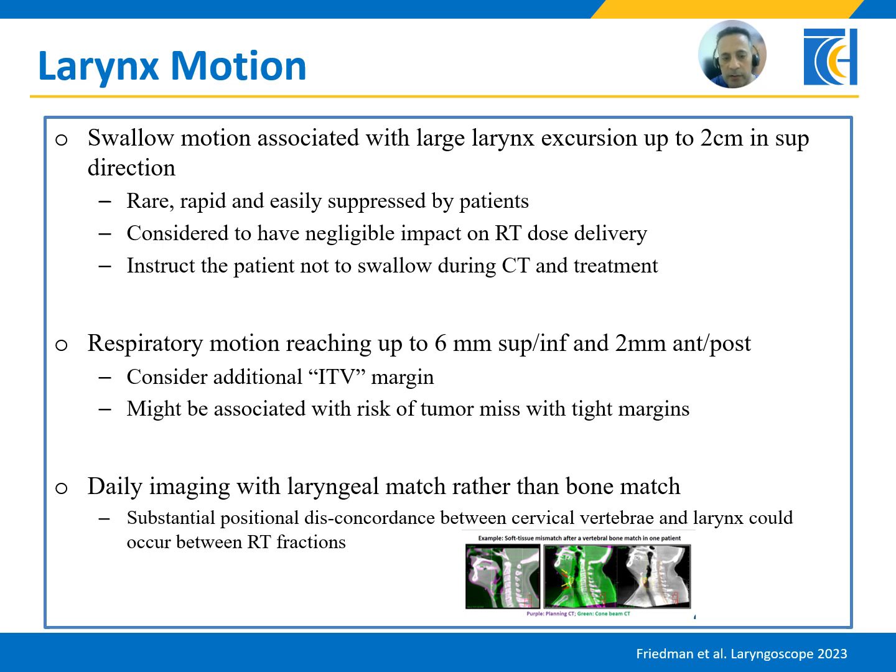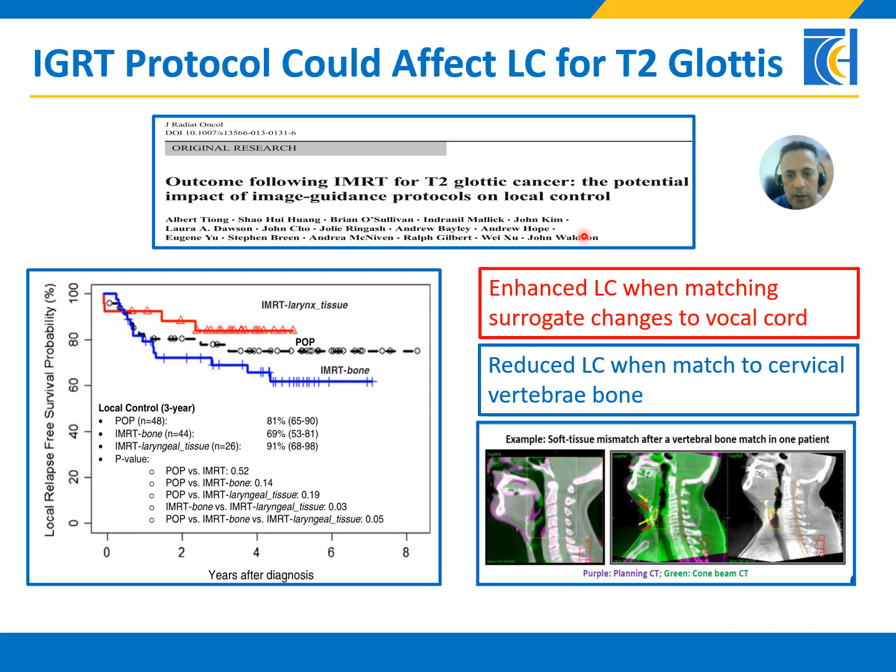During treatment, you need to do daily CBCT and image matching with a laryngeal match rather than a bone match. We know that there is substantial positional discordance between the cervical vertebrae and the larynx that could occur between radiotherapy fractions. Data from Princess Margaret Hospital confirmed that soft tissue match is associated with superior local control compared with bony match.